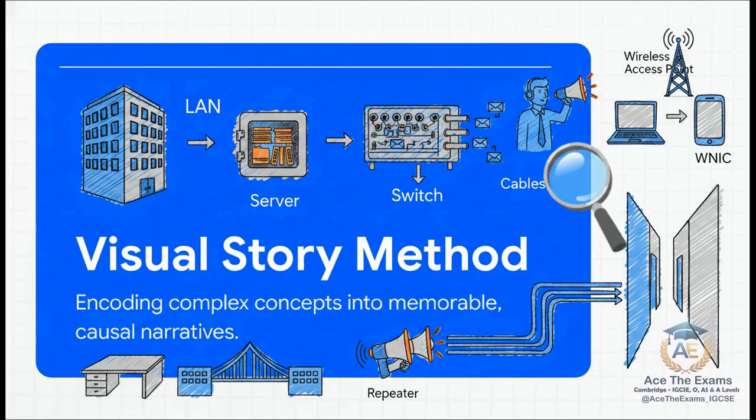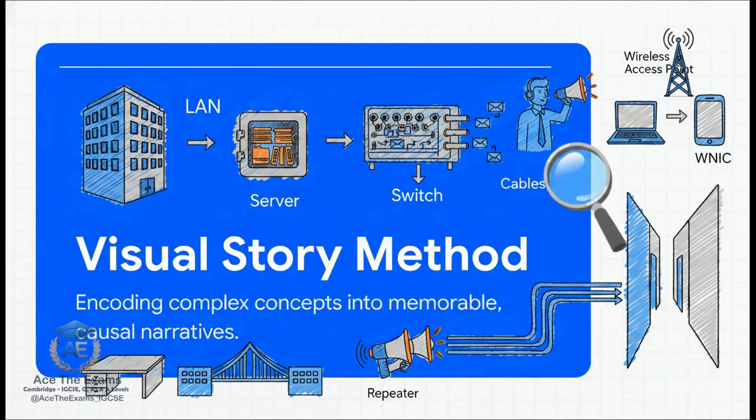The server? That's the highly secure underground archive room where all the files are strictly managed and backed up. The switch is the ultra-efficient mailroom sorting facility right in the lobby. It looks at every single envelope's destination MAC address and shoots it up the exact right pneumatic tube. The cables are the pneumatic tubes themselves, the physical pathways carrying the data. The wireless access point? That's the friendly bilingual receptionist who takes invisible radio requests from the guests' WNICs and translates them into physical envelopes for the mailroom.